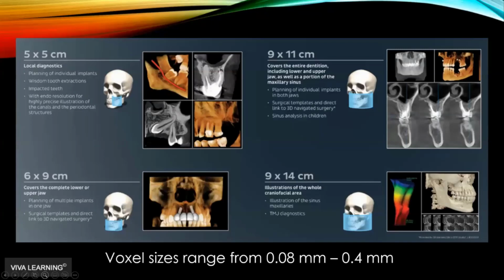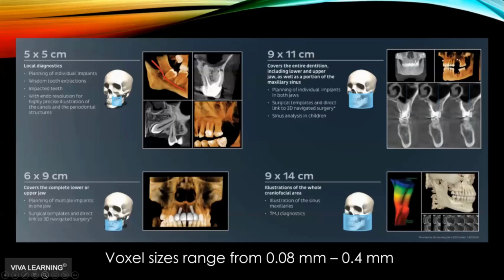Okay, so here's some typical fields of view. Here's a 5 by 5 centimeter on the top left, 6 by 9, 9 by 11, 9 by 14. And these are the typical fields of view that you see in a CBCT machine these days. And usually within each machine, there's a way not only to do these basic fields of view, but after you've done the scout view, you can then also hone this down and change it within the scout view to determine the exact field of view that you want, to make sure that you've actually got the site that you want to image.